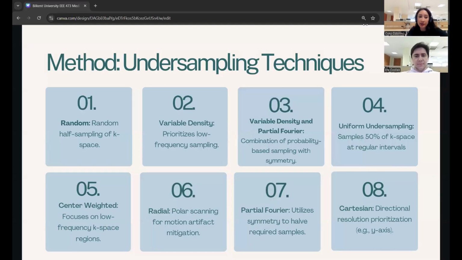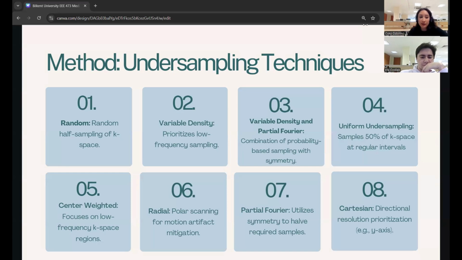First one is random sampling. The random sampling technique samples half of the k-space data, approximately 50%, randomly. The second technique is variable density, which prioritizes low frequency sampling. The third one is variable density technique combined with partial Fourier, and this combines the probability-based sampling with the property of symmetry. And the fourth technique is uniform undersampling, which samples exactly 50% of the k-space data at regular intervals.